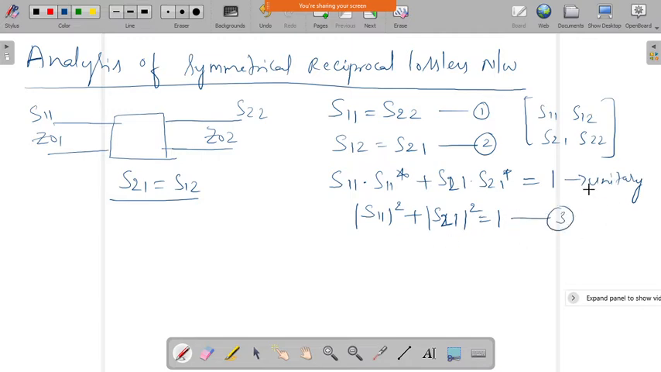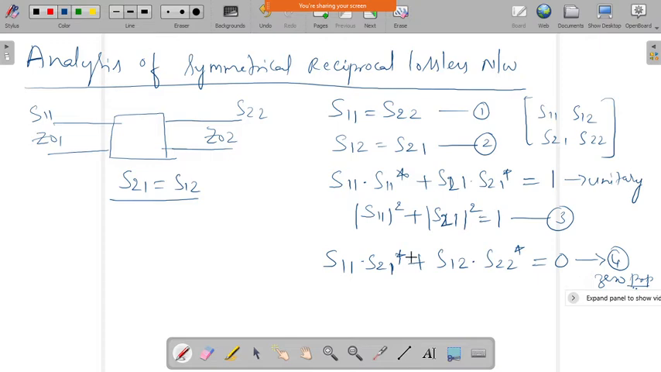Similarly, if I apply the zero property, I multiply the row with the complex conjugate of another row, that is S11 into S21 complex conjugate plus S12 into S22 complex conjugate, and that will be equal to 0. This is what we call the zero property. So we have seen these four equations.